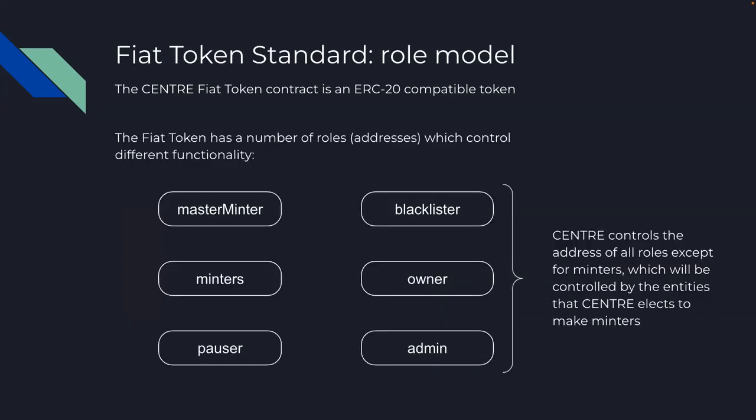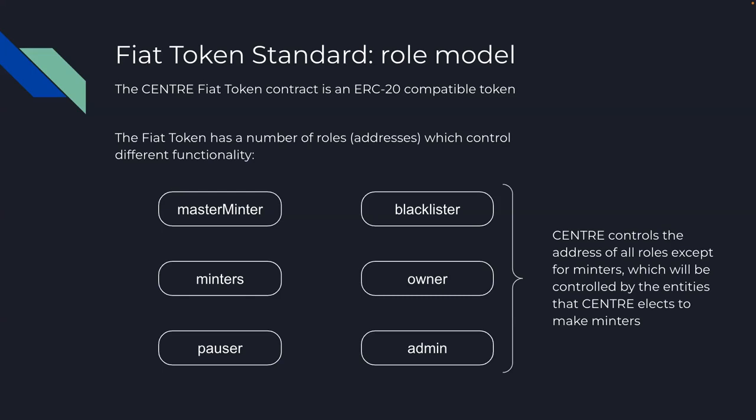So the Fiat Token Standard, as I said before, has this kind of access control pattern, and it defines six roles and basically six addresses that control different functionality. We have the master minter, which is the one that can add and remove minters and increase their minting allowance. Then we have the minters themselves, which can create and destroy tokens. So basically, Centre itself cannot create tokens and cannot destroy tokens.